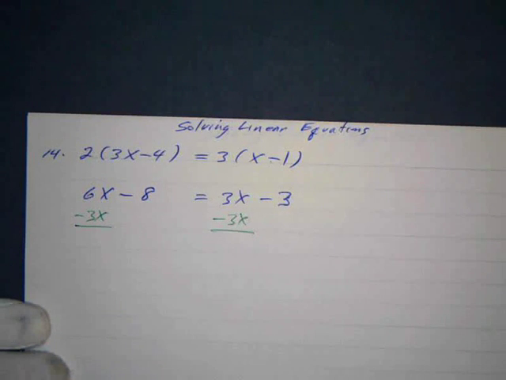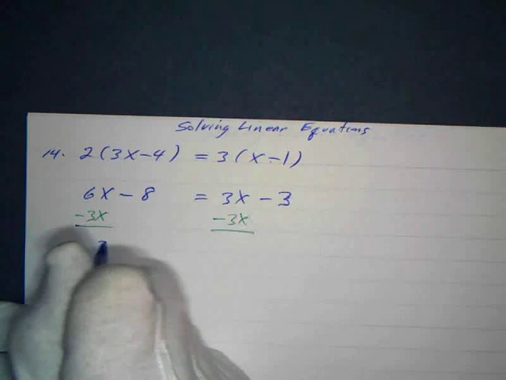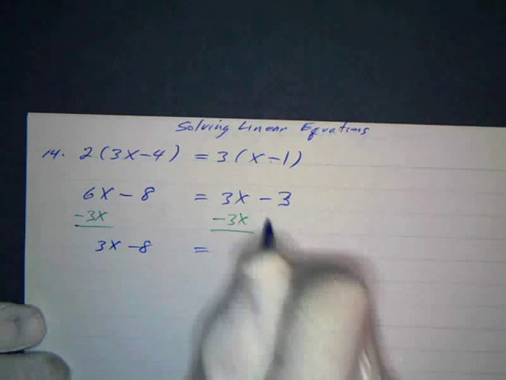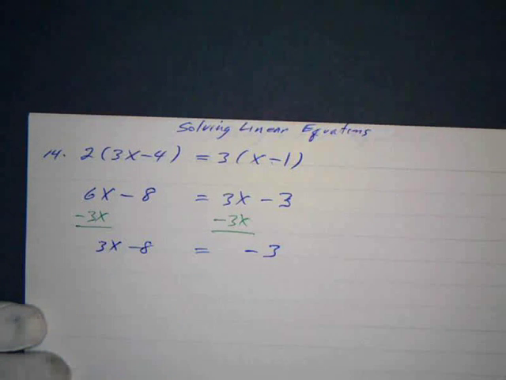And that's 0. 3x minus 3x is 0. And then 6x minus 3x is just another 3x. So I got 3x minus 8. And that equals negative 3.